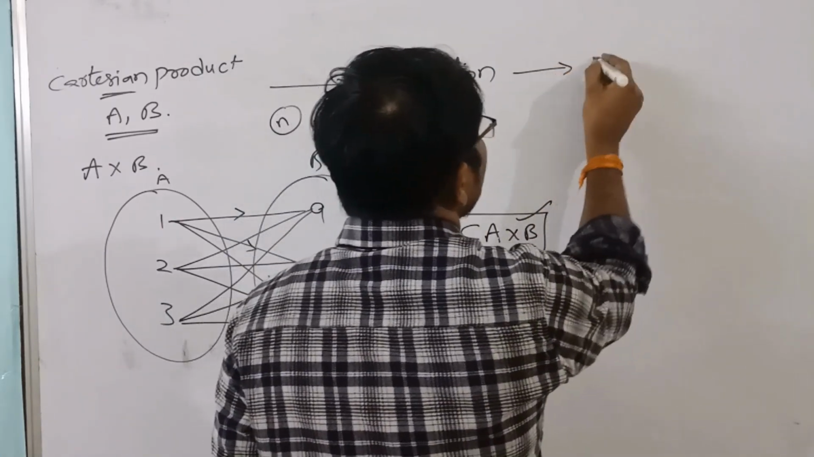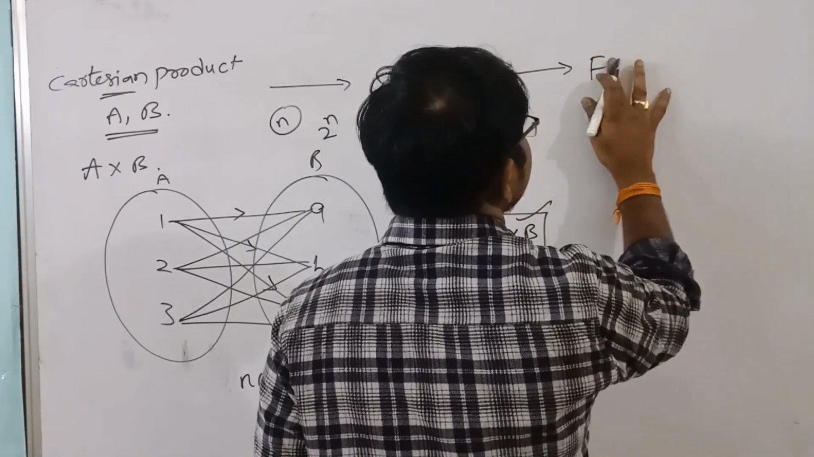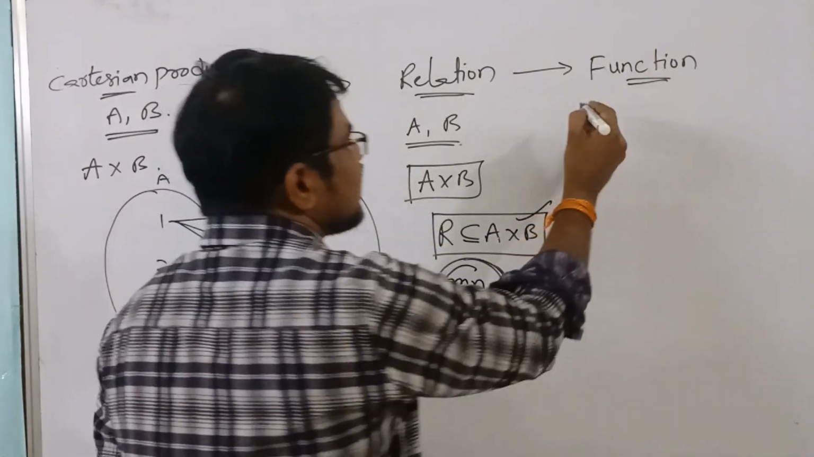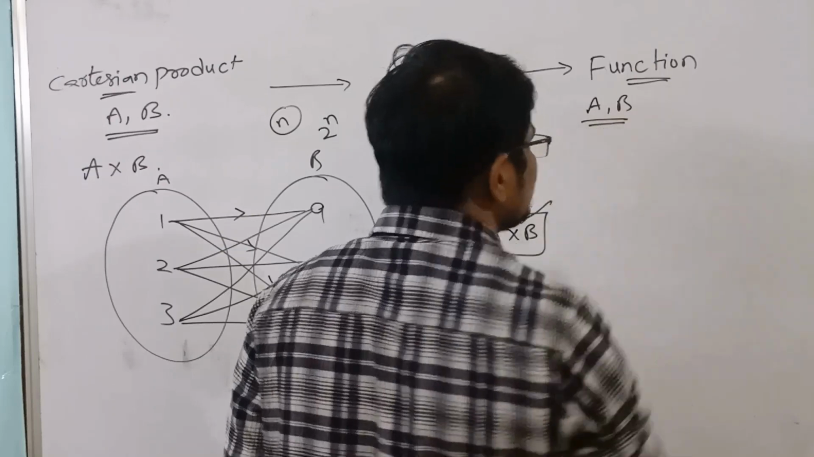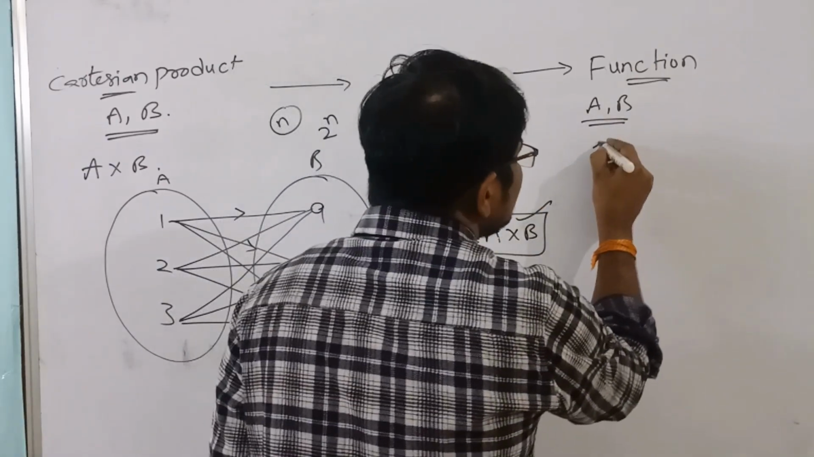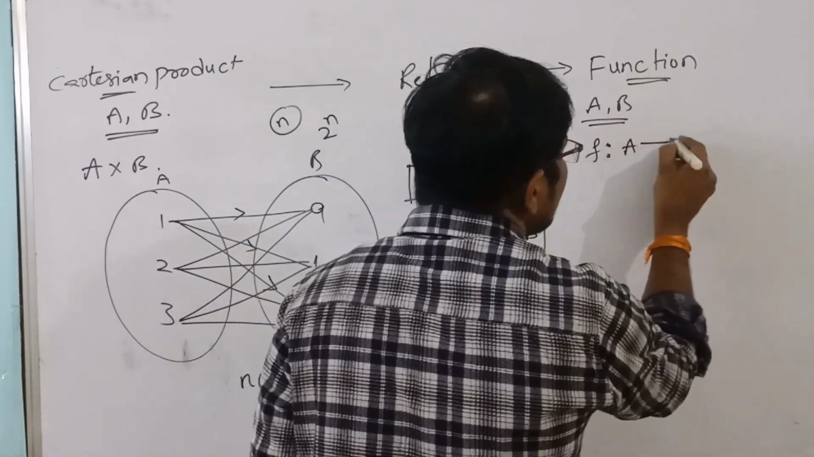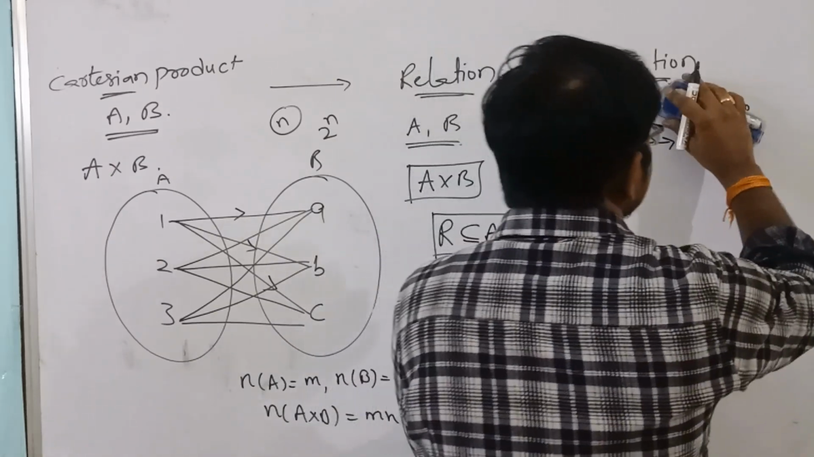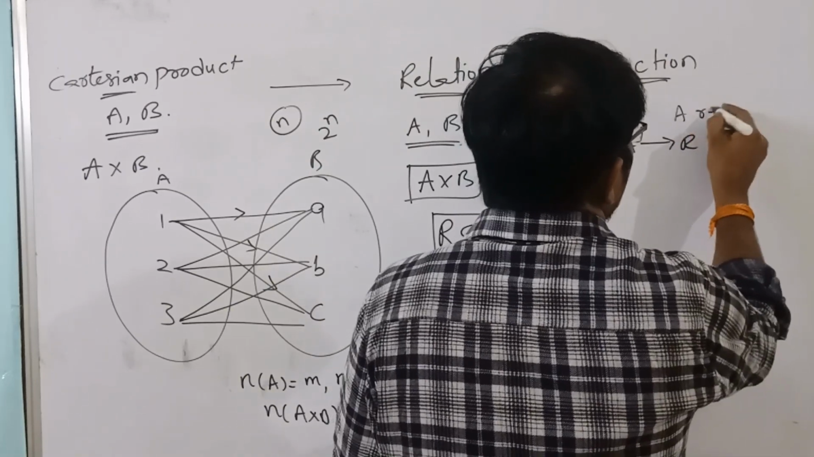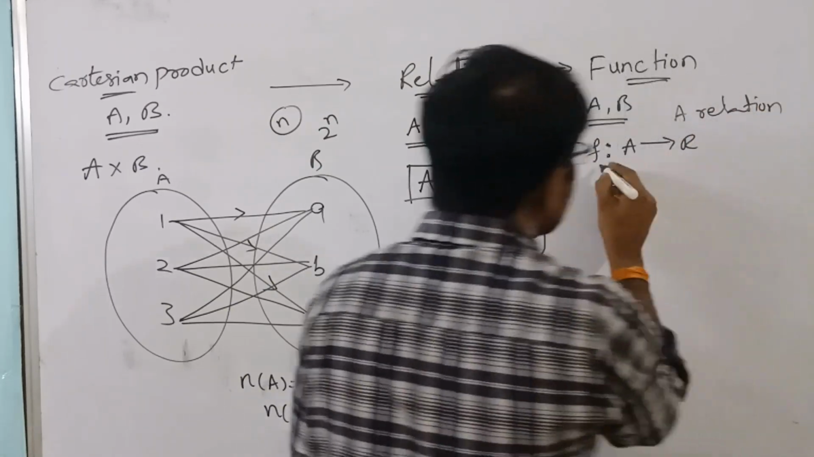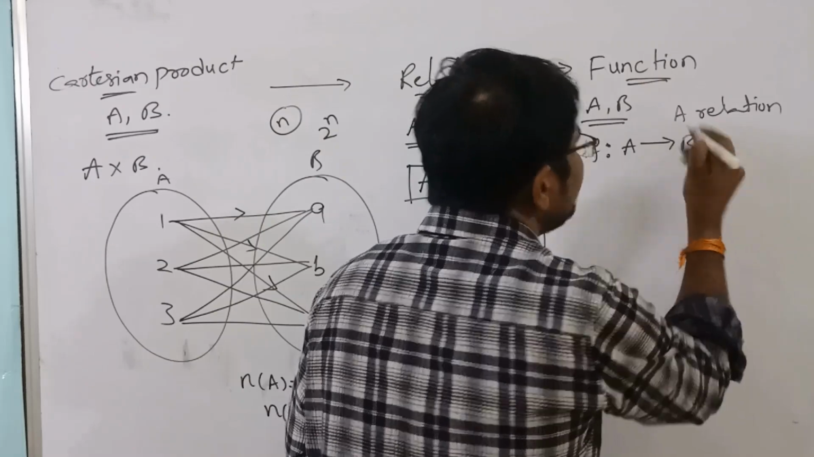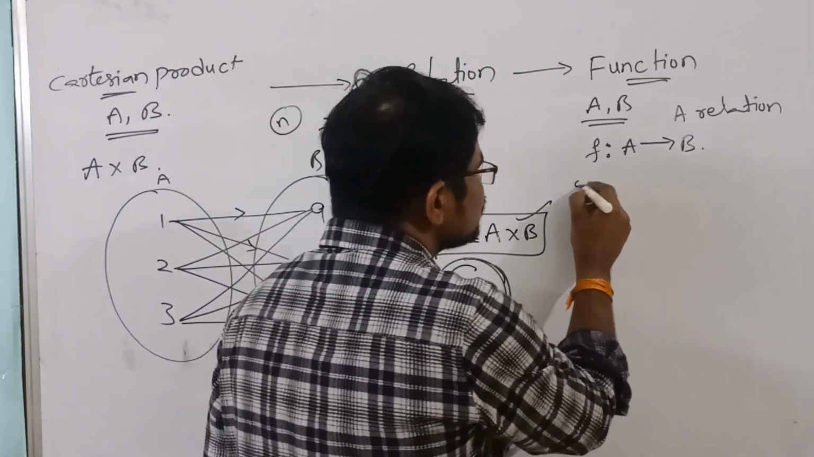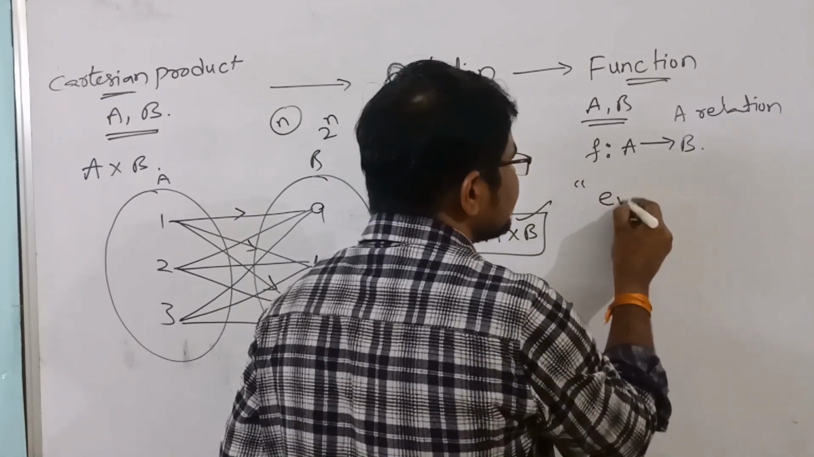Now come to function. Function definition, listen. Here also let A, B be two non-empty sets. A relation which is a mapping from A to B is said to be a function if it satisfies this condition.